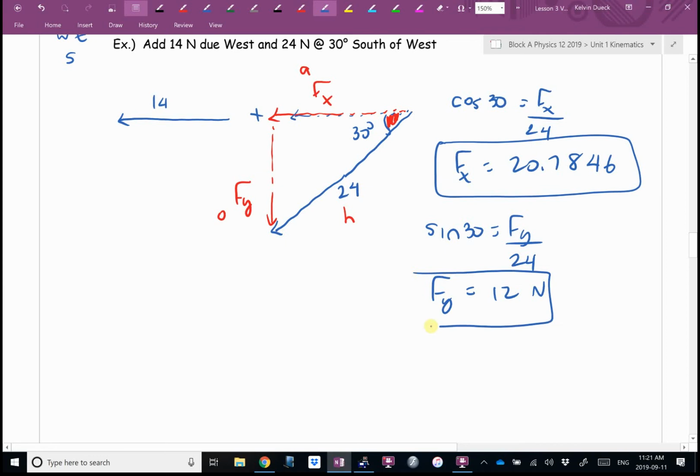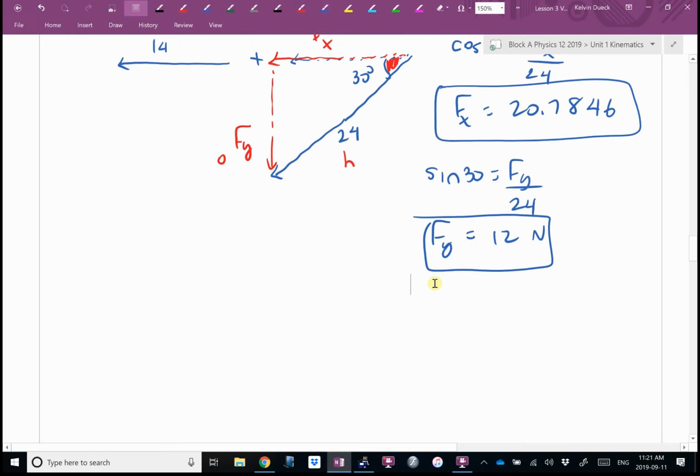Okay. So now I'm going to redraw this. You ready? I still have the original 14, plus I also have a 20.7846, plus a 12.